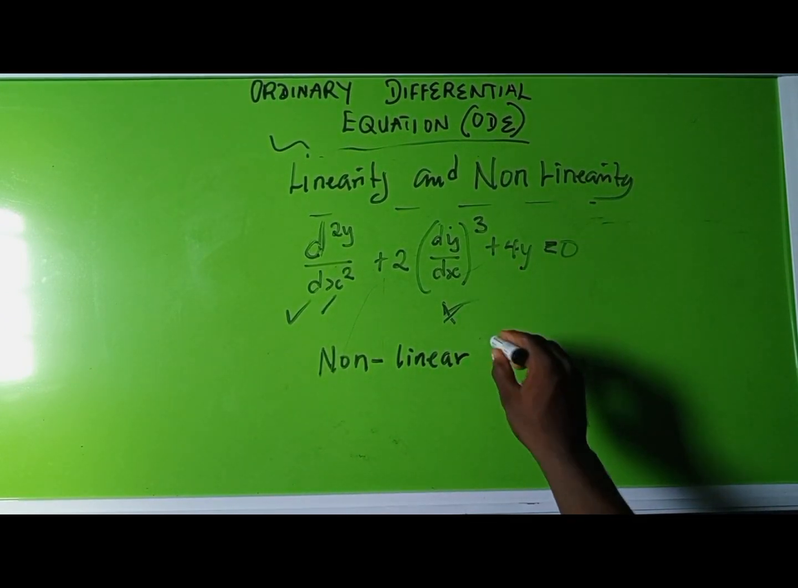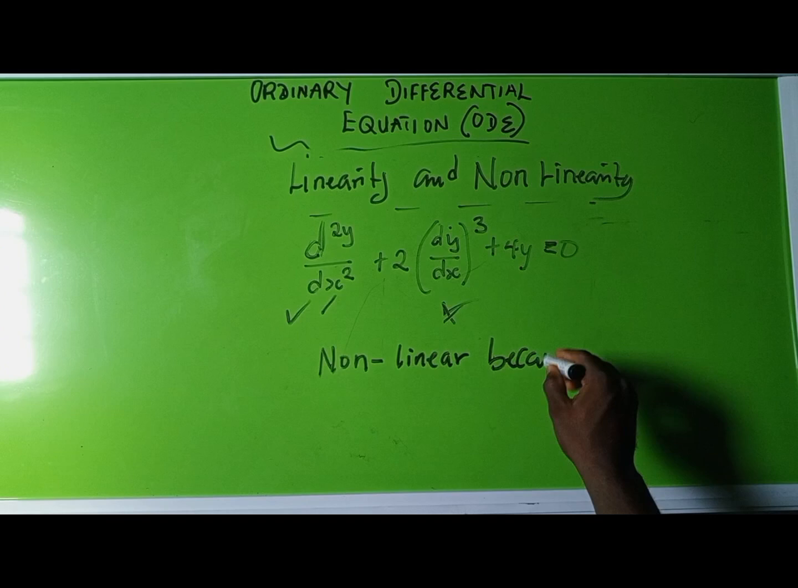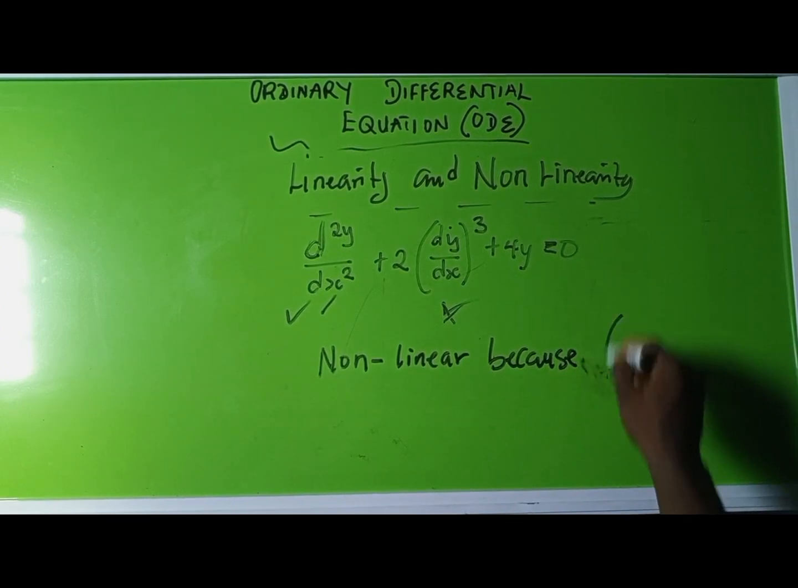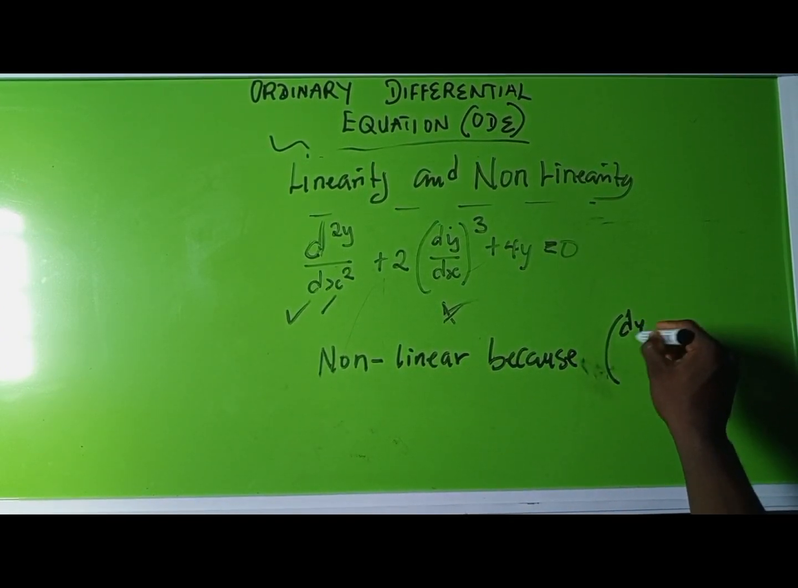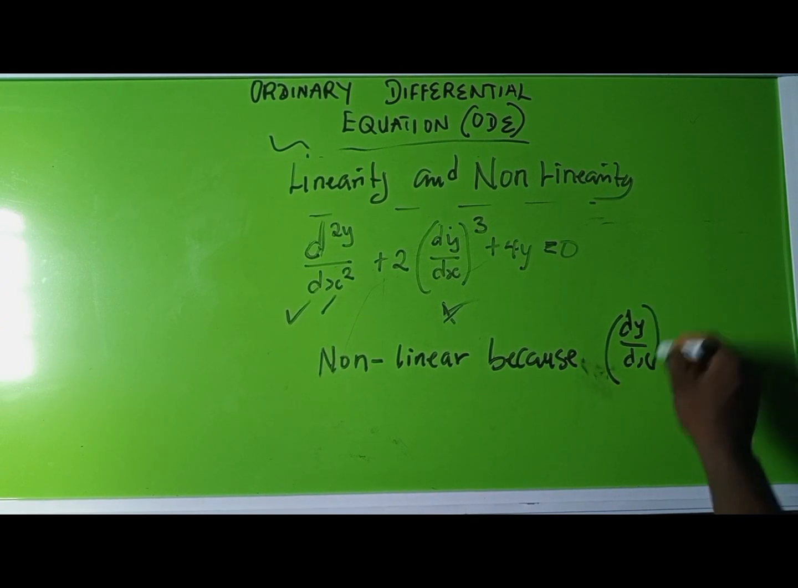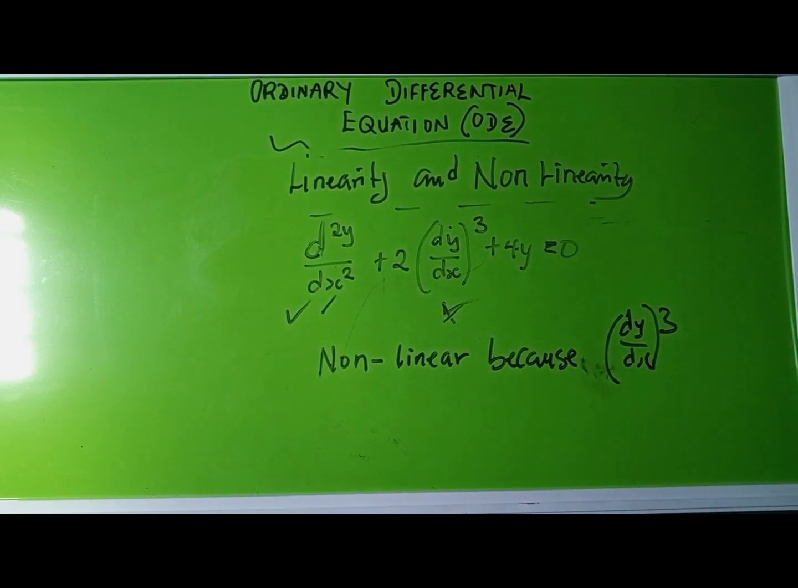Why? Because of the y over the x raised to the power of 3. Now, if you write this down, any layman that knows what is linear and non-linearity will know that your equation is not linear. Now, let's take more examples for more clarification.